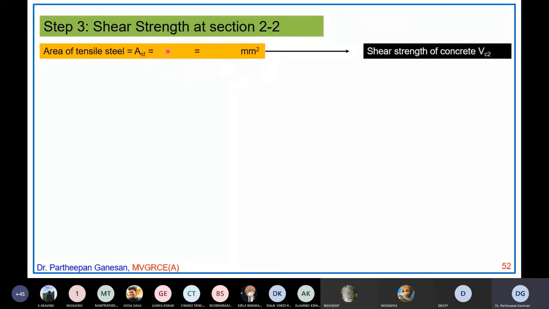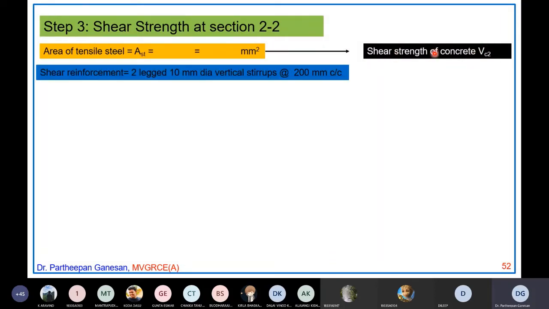Now it will be 4 number of pi by 4 into 20 square. Correspondingly you find out the shear strength, because shear strength will vary according to 100 AST by BD and the grade of concrete. Stirrups will not change, because they are 2-legged 10 mm diameter stirrups at 200 mm center to center.